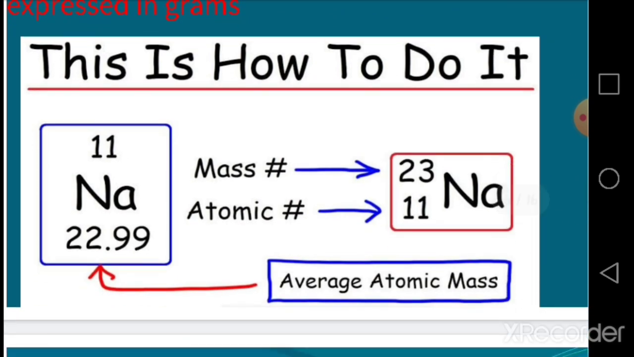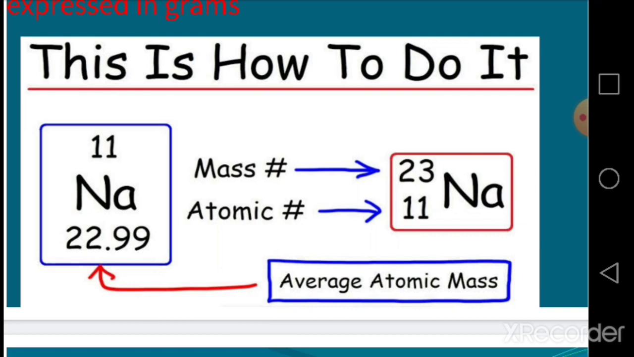For example, this is sodium. Sodium has atomic number 11 and the atomic mass is 23. Actually the average atomic mass is 22.99, so we are going to take it as 23. When we take the atomic mass of sodium, 23, and express it in grams, so 23 grams of sodium, this is 1 mole of sodium. This is how we can have the mole of elements or atoms by having their atomic masses. So the periodic table will help you to get this.